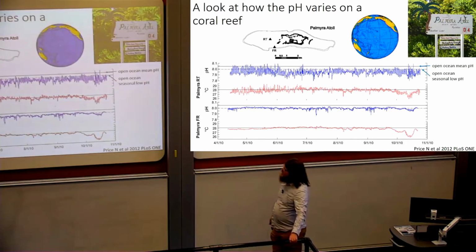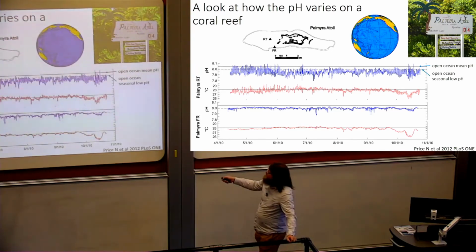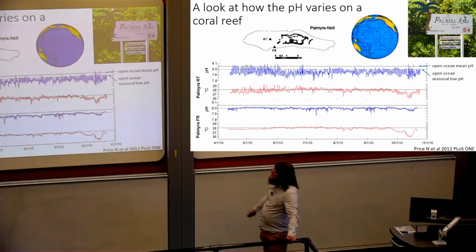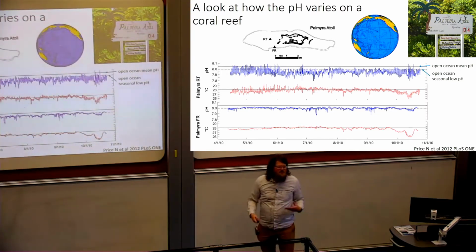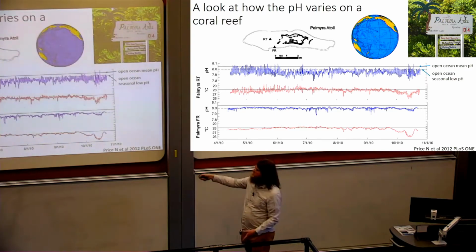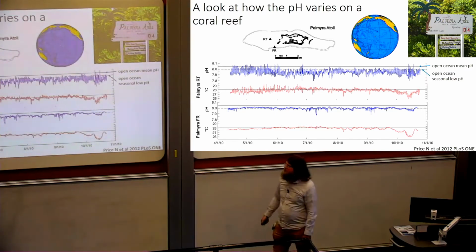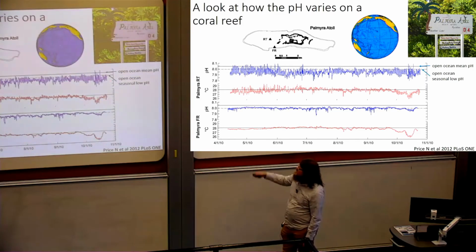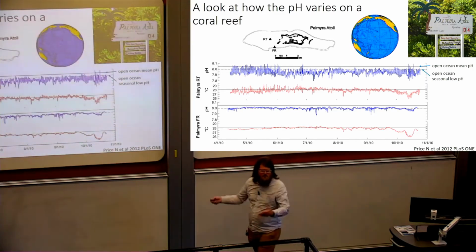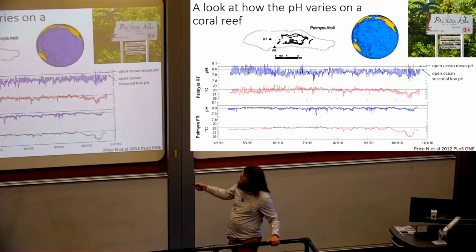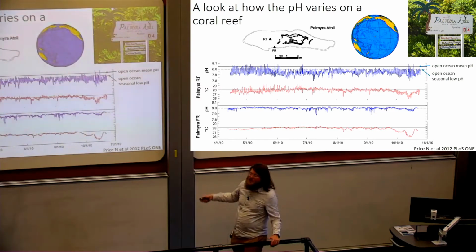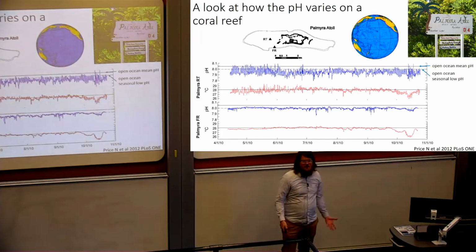So the first thing to point out is that the blue one is pH and the red one is temperature. And then these black lines are the average conditions in the ocean outside the island. The dashed line is the seasonally low, the lowest pH could get. So the first thing to note, if we just ignore the temperature ones, is that the pH on the island and on the edge of the island is lower than the water surrounding it.